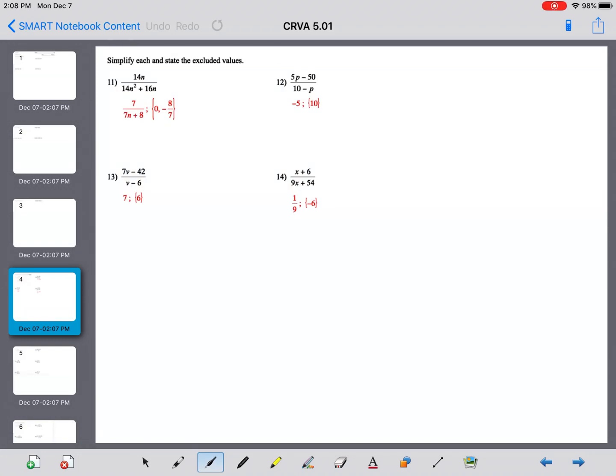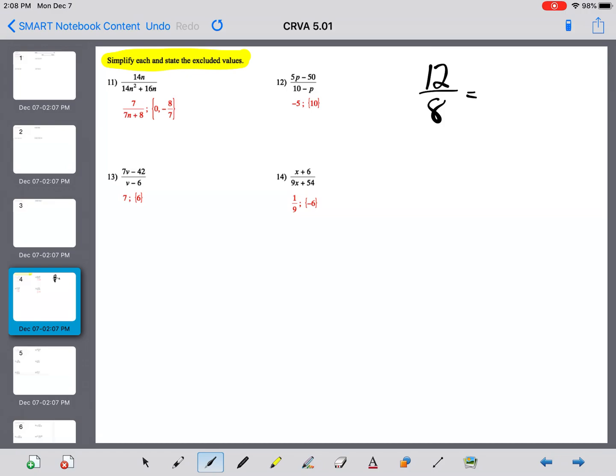Hey there, momentarily we're going to simplify each side of the fraction here and simplify the fraction and state some excluded values. But before we simplify something that looks a little more complicated than that, what if we just reduced or simplified some fraction, maybe like 12/8? You've done this before, but I'm going to just write it a little differently.